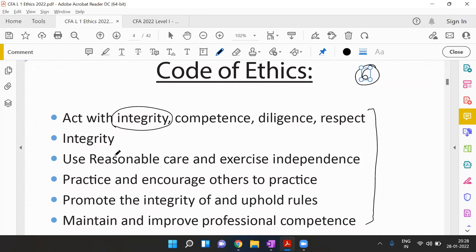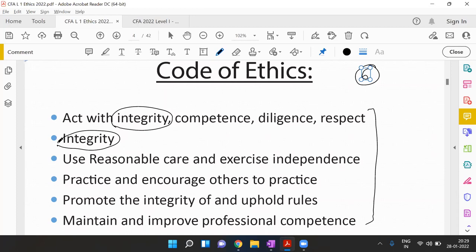This is the first code of ethics, right? The second one is again integrity, right? Here I was talking about integrity of individuals. What does integrity mean here? Here they say you need to place the integrity of your profession and the interest of clients above your own interest. So if you're working for your clients, your client's interest always comes first.